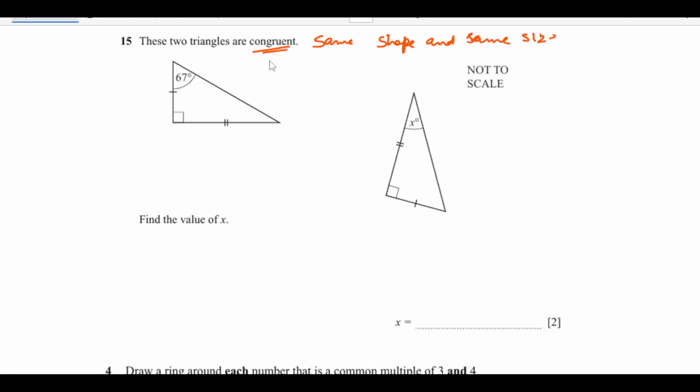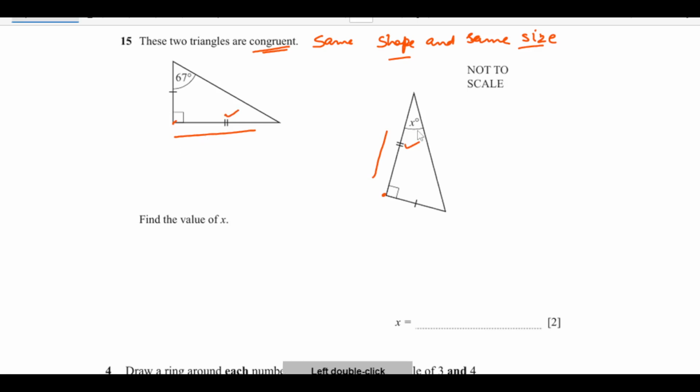So those shapes have the same shape and same size. We have two triangles that are the same shape and same size, meaning their sides and angles are going to be the same, but the corresponding side. Here this is 90 degrees, and here we have 90 degrees. Along with this, you see these two bars they have shown, they are equal, and this is equal.